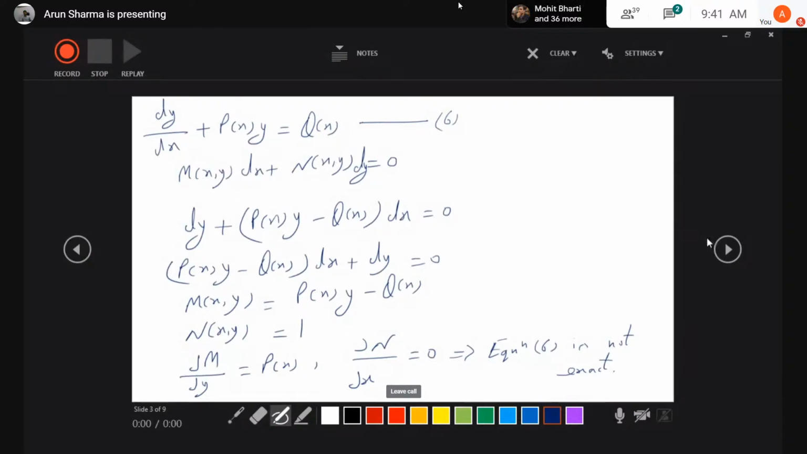Now this equation is not exact. So I think I should write here, for P(x) not equal to 0, this equation 6 is not exact. If it is not exact, can we make it exact? So we have to find the integrating factor.